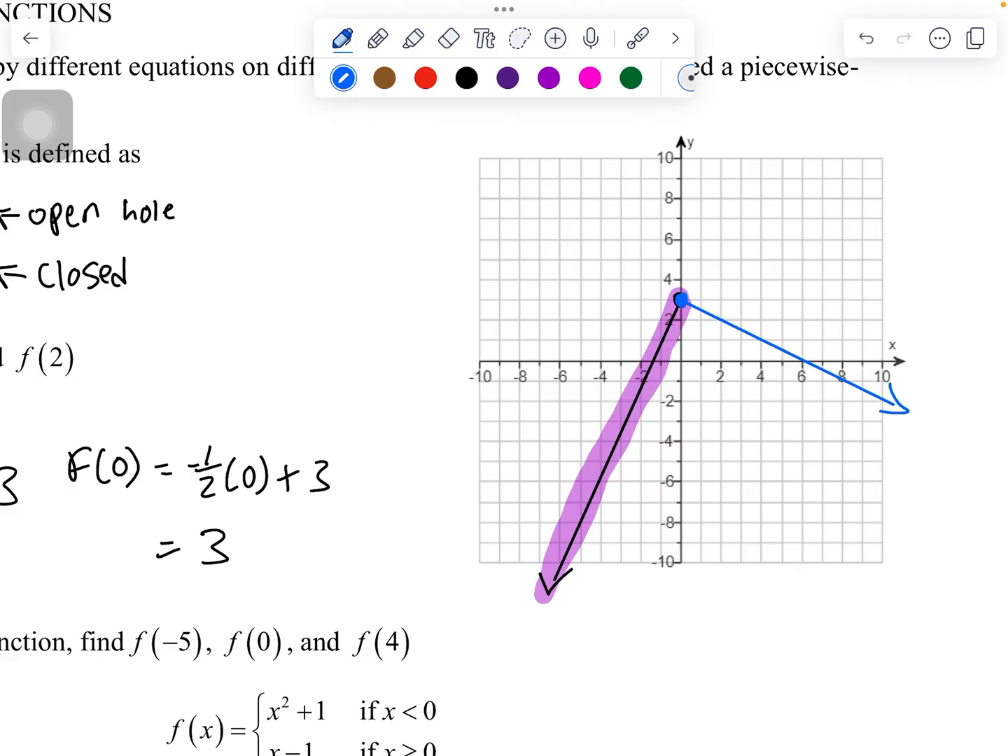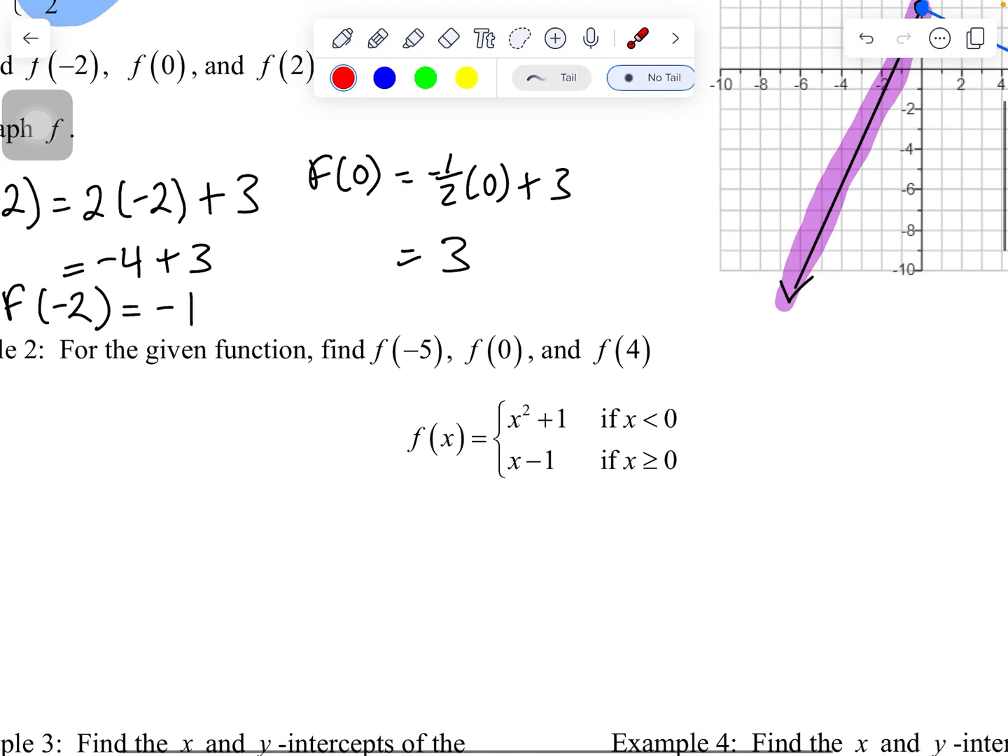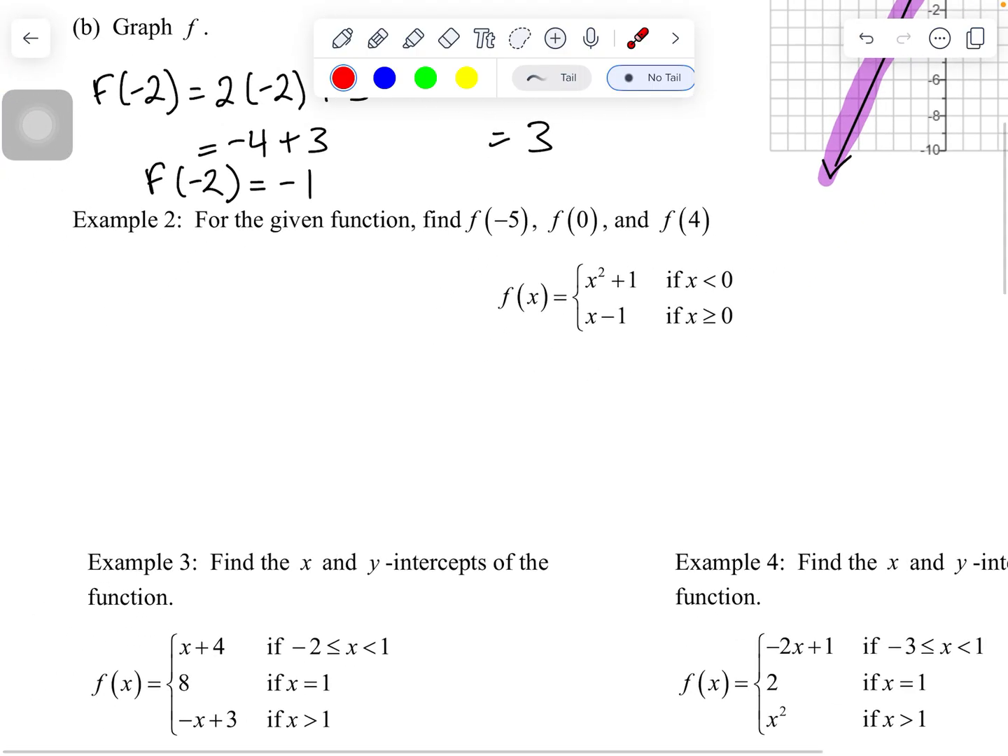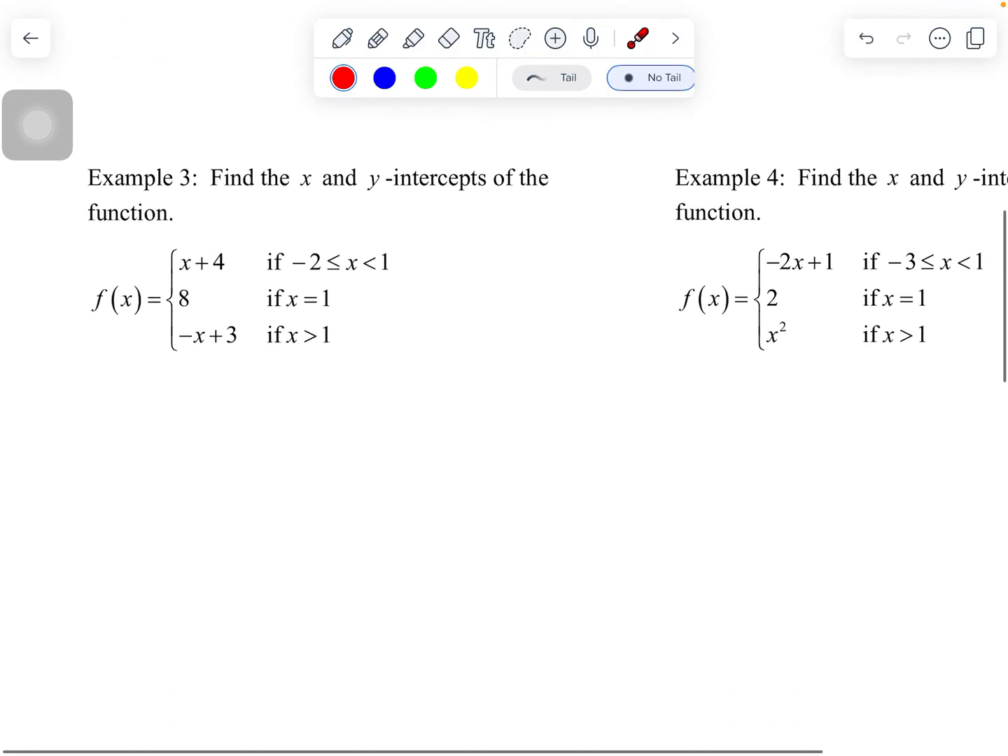So this is a piecewise defined function. It's made up of two different pieces, two different graphs made of two different equations. You would do a very similar process for example 2. Find where this is in your inequalities. This is x is less than 0, x is greater than or equal to 0. Wherever those values land, that's the piece you plug into. The thing I wanted to focus on here, though, is finding x and y intercepts.